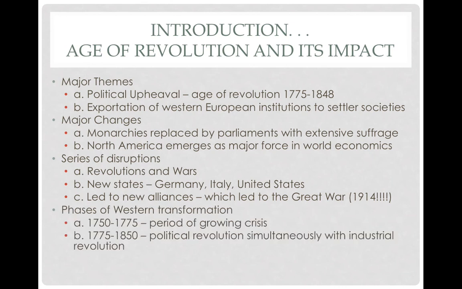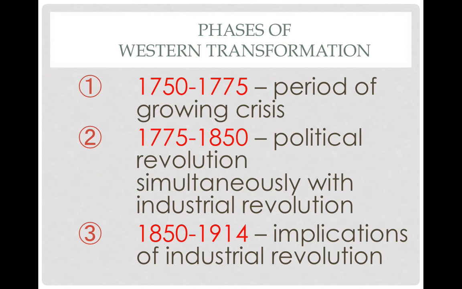Now, there are going to be phases of Western transformation. I'm going to show them on the next slide. We have 1750 to 1775, the era right in front of the United States' war for independence. It's a growing crisis. Regional powers conflicting with each other.